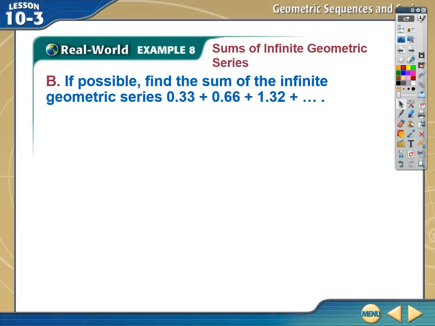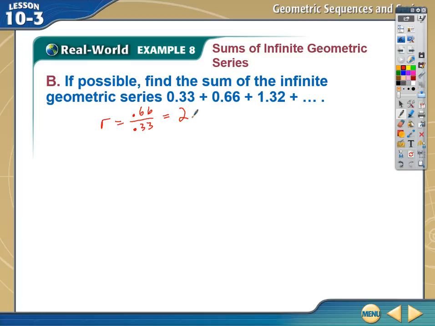So what about the next one? Again, it says, if possible, find the sum of the infinite geometric series: 0.33, 0.66, 1.32. Those are small numbers. And here, if I go ahead and find my ratio, the second one, 0.66, divided by the first one, 0.33, I put that in my calculator. It tells me 2. Is that less than 1? I hope you say no.